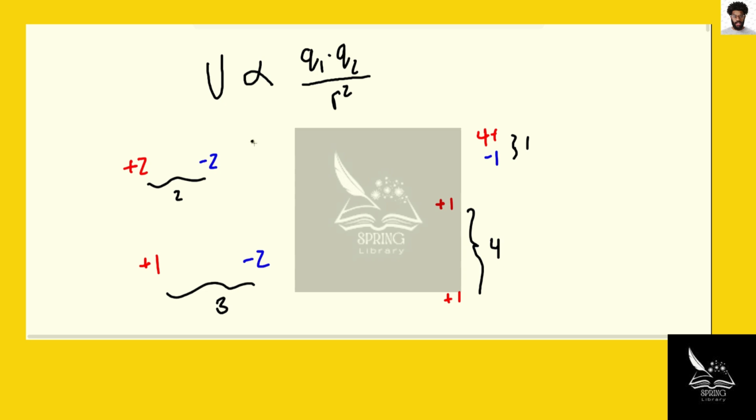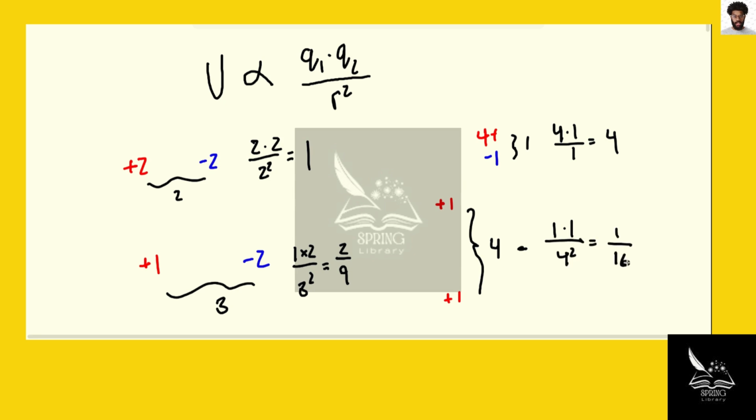So the first case, we get 2 times 2 over 2 squared, and that looks like 4 over 4, or 1. Here we've got 1 times 2 over 3 squared, or 2/9. Over here we've got 4 times 1 divided by 1 squared, which looks like 4. And over here we've got 1 times 1 divided by 4 squared, that looks like 1/16.